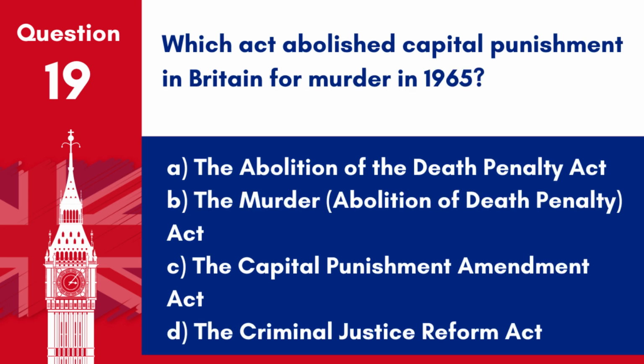Question 19. Which act abolished capital punishment in Britain for murder in 1965? A. The Abolition of the Death Penalty Act. B. The Murder, Abolition of Death Penalty Act. C. The Capital Punishment Amendment Act. D. The Criminal Justice Reform Act.